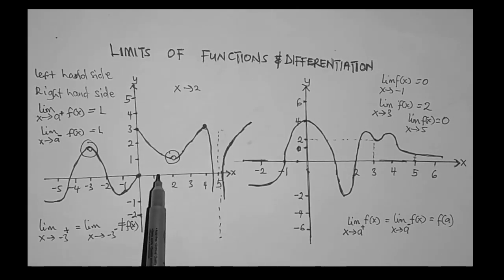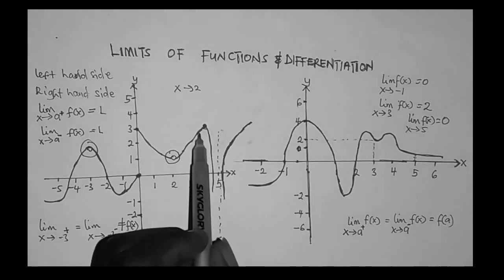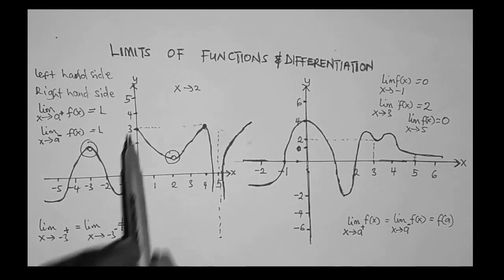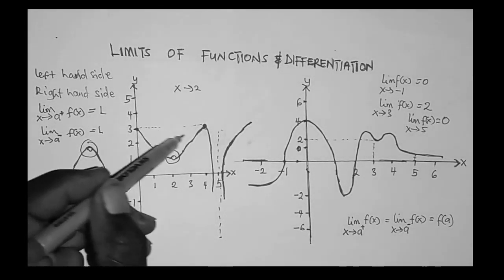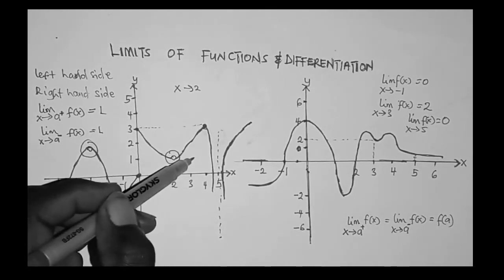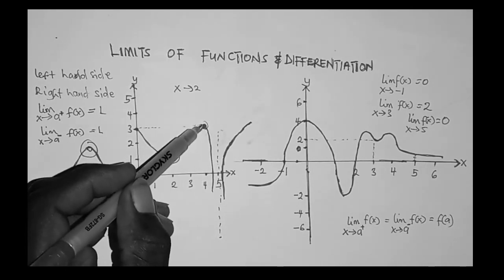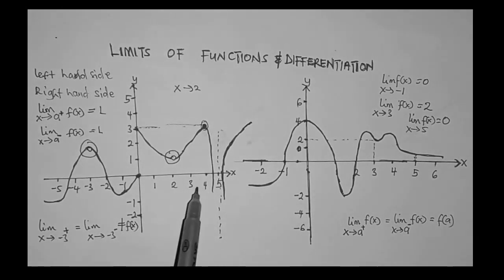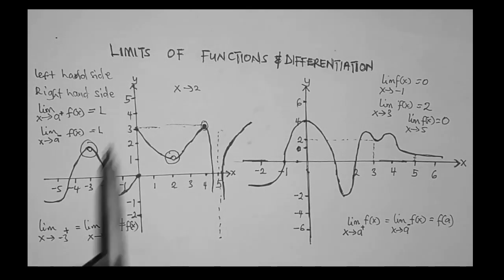Now what about x equals 4? This is 4. You see that at x equals 4, the function approaches 3. If we approach 4 from the left hand side, and if we approach 4 from the right hand side, everything is converging at this value, and that value is 3. So the limit as x approaches 4 exists, and the value of that is 3.